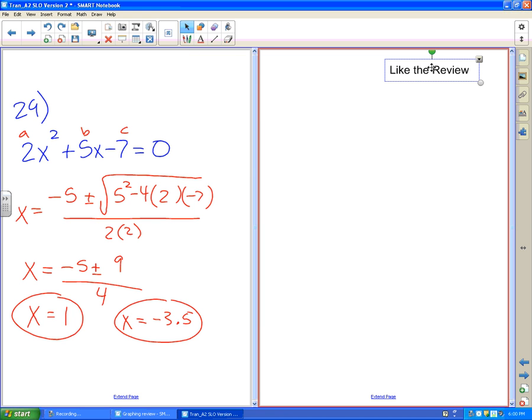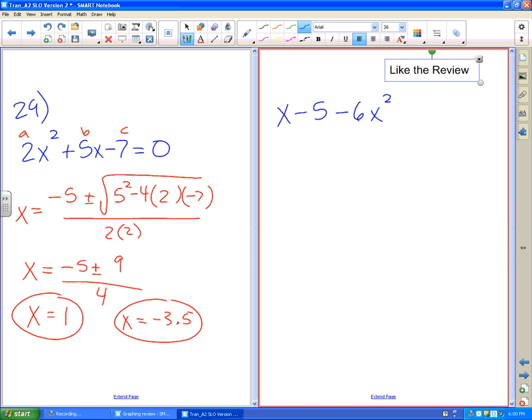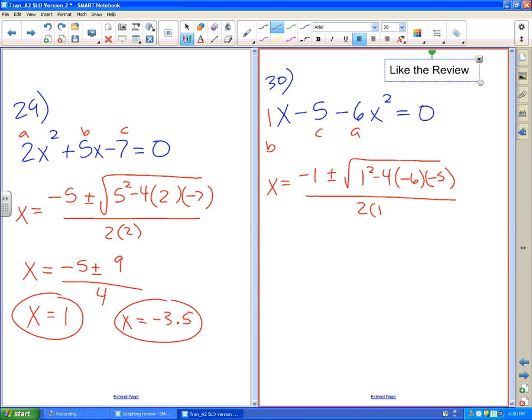And the last one I'm going to do, and then we'll talk about graphing next, is like number 30. So they're out of order. Here's my A, here's my B, here's my C. Okay, so type in that square root junk.